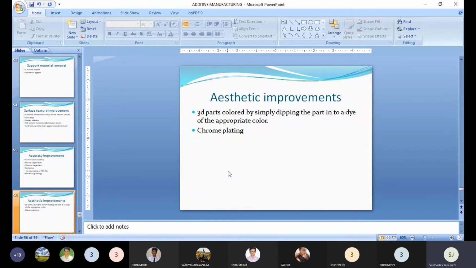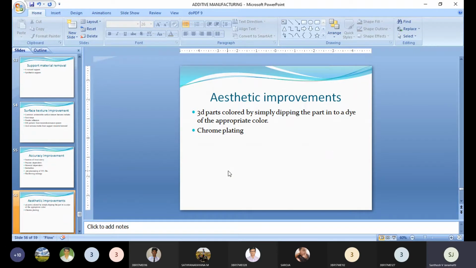So, for example, 3D parts colored by dipping is one example I'm sharing here. Sometimes people expect our color to be like this. Some people expect a matte surface. Some people expect a shiny surface. Some people expect color over the structure. Some people expect a particular design. Different customers expect it in different ways.